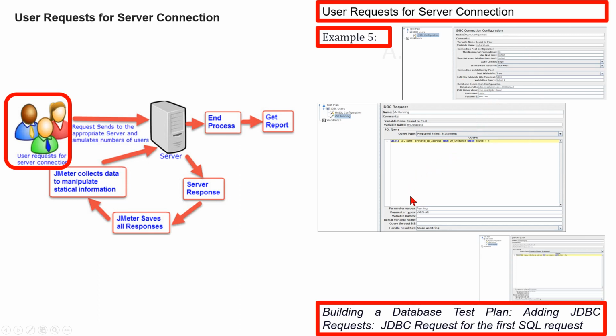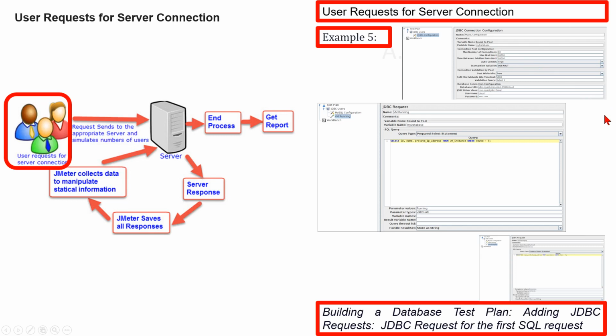JMeter creates the database connection pool with the configuration settings as is specified in the control panel. The pool is referred to in the JDBC request in the variable name field. Several different JDBC configuration elements can be used, but they must have unique names. Every JDBC request must refer to a JDBC configuration pool. More than one JDBC request can refer to the same pool.